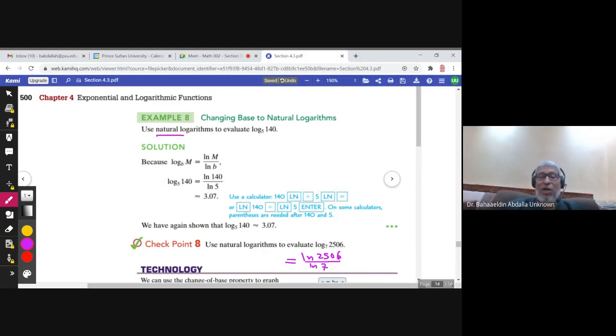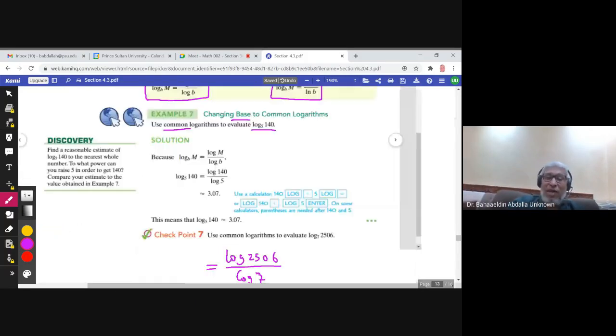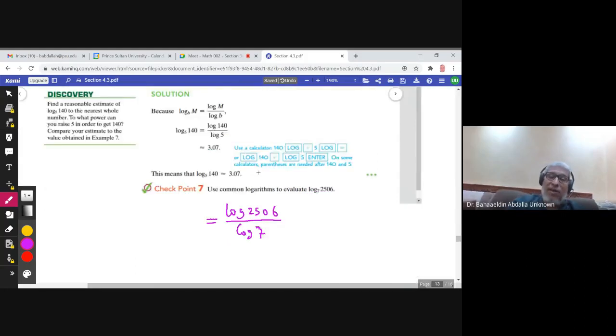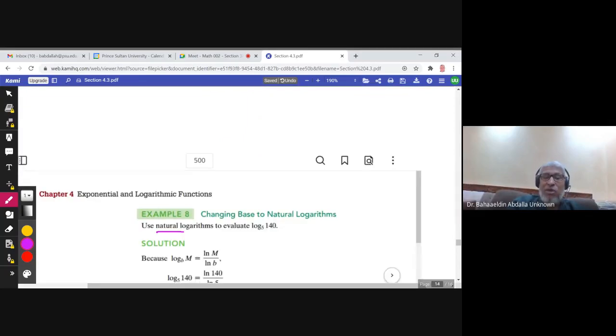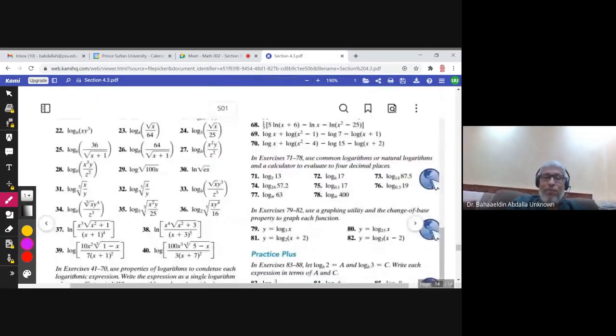So here 3.07 when we used natural logarithm, and here also 3.07 when we used common logarithm. So evaluating log 140 to the base 5 using common or natural logarithms will give you the same answer.